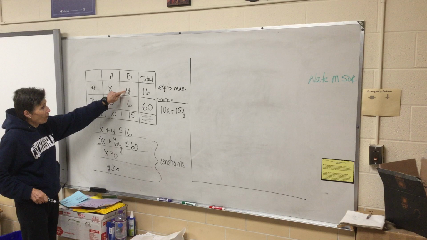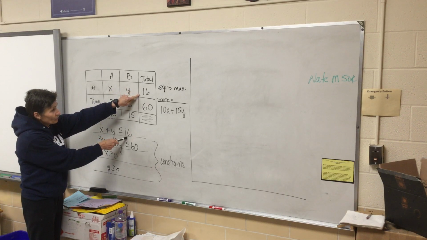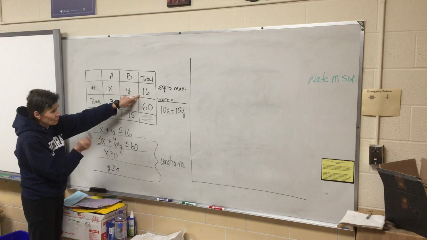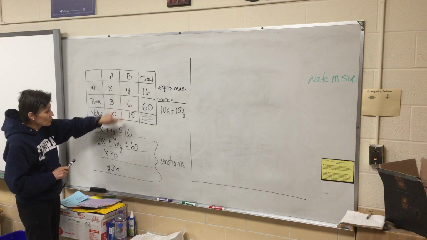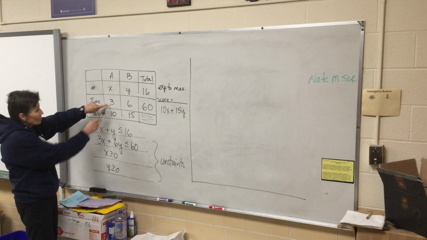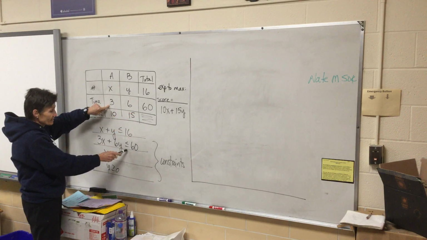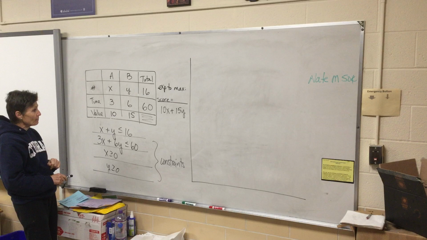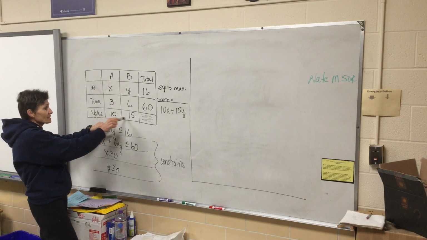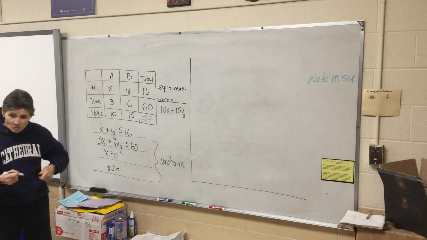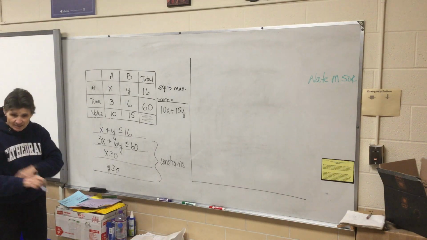1x plus 1y is less than or equal to 16. Now, the sign there, you're going to have to read the problem to tell, but it said no more than 16. 3x plus 6y, no more than 60. Straight from the table. And then 10x plus 15y, that is my score. That is what I'm going to get on this test when I take it.